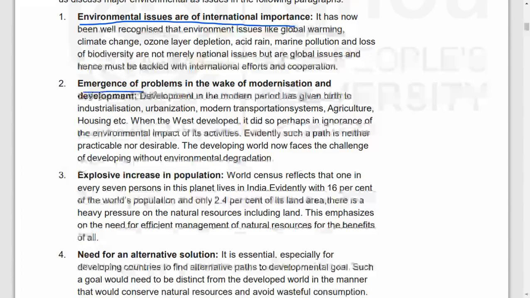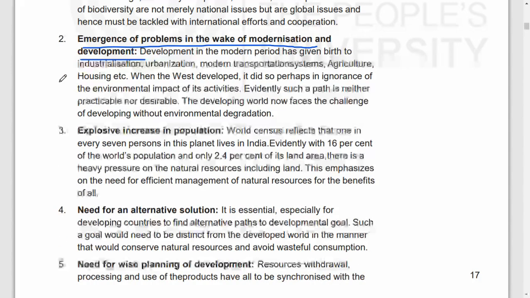2. Emergence of problems in the wake of modernization and development. Development in the modern period has given birth to industrialization, urbanization, modern transportation systems, agriculture, housing, etc. When the West developed, it did so perhaps in ignorance of the environmental impact of its activities. Evidently, such a path is neither practicable nor desirable. The developing world now faces the challenge of developing without environmental degradation.